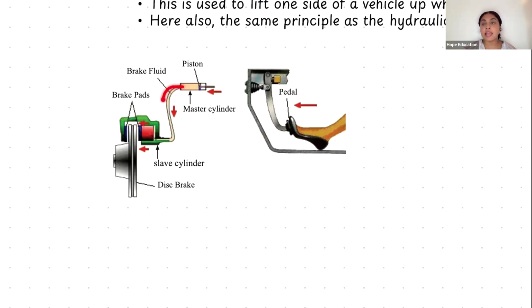And we have something called the slave cylinder. The slave cylinder has a large area. It has a large area because, see here, we have the brake pads. So they have a large area.